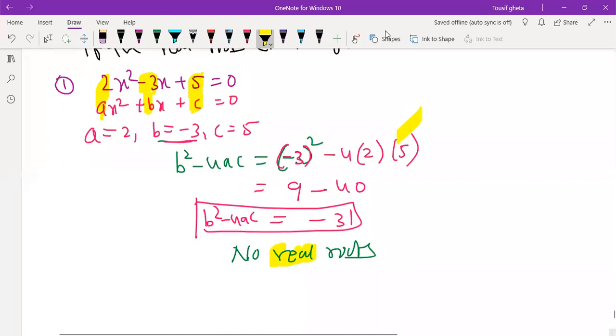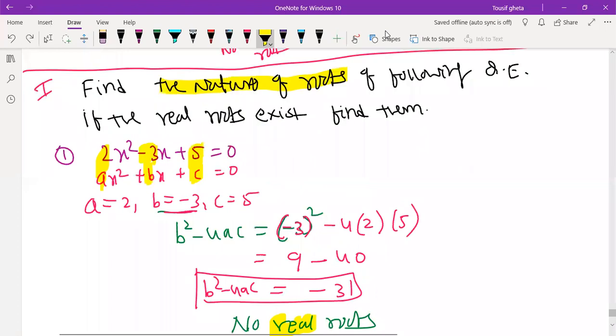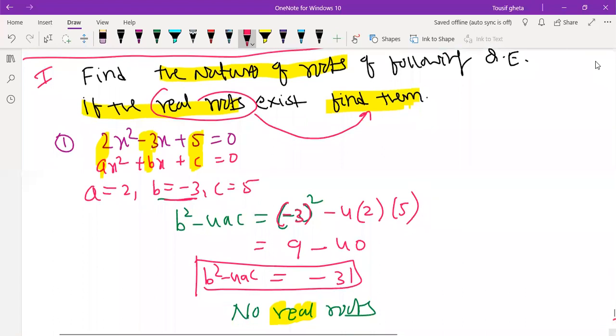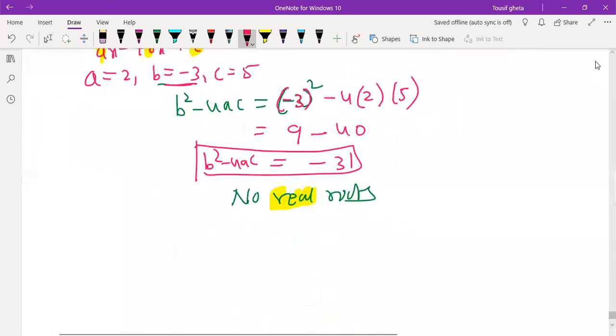Understood? Let us understand the heading also. They said find the nature of root. We found the nature of root. If real roots are there, then you should find them. This time there is no real root, so no need to find. If the roots are real, then you should find them by using the formula method. In a future question, you may get real roots, and then you will find them using the formula method.